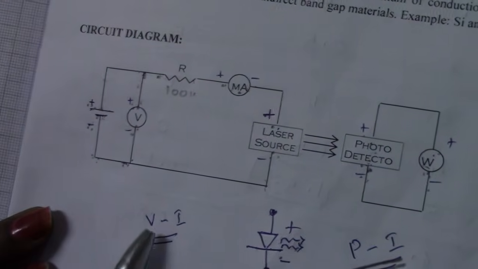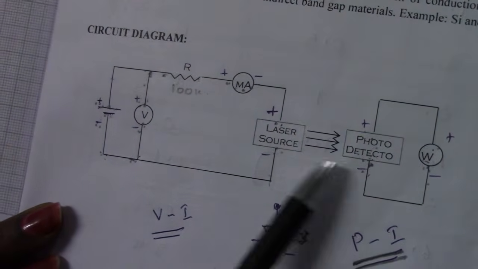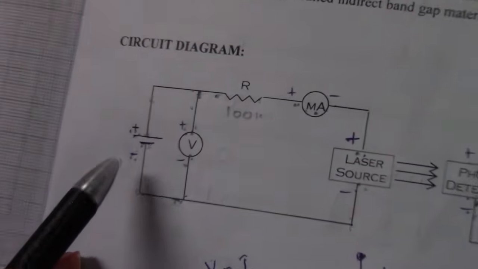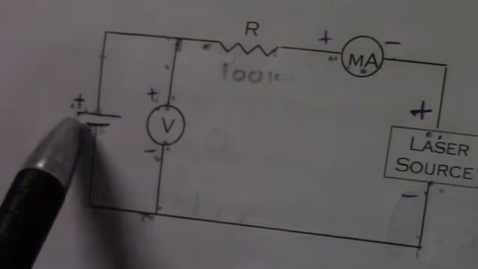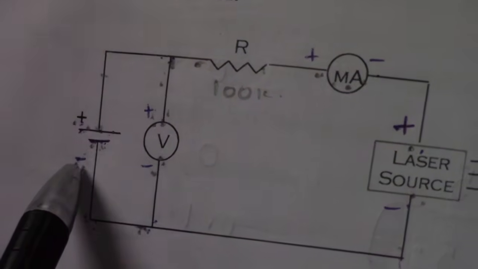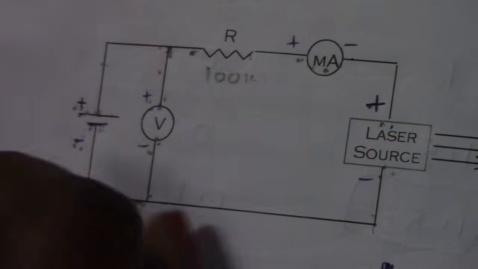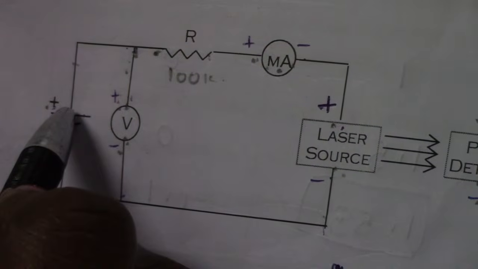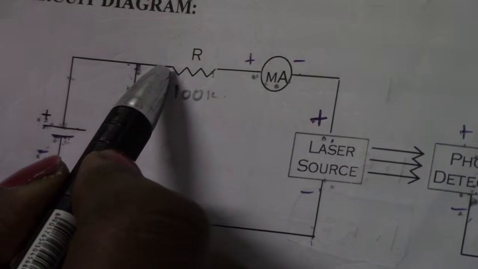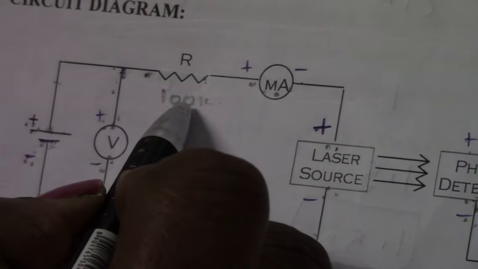So this is the circuit diagram to study the VI and PI characteristics of our laser diode. Let me start with the starting point. This is our DC battery eliminator. The longer terminal indicates positive, the short plate indicates negative. Take the connecting wires, which are used to connect all these devices. With the help of these wires, from the positive terminal of this battery we connect to the first terminal of any one resistor. I am using 100 ohm here.